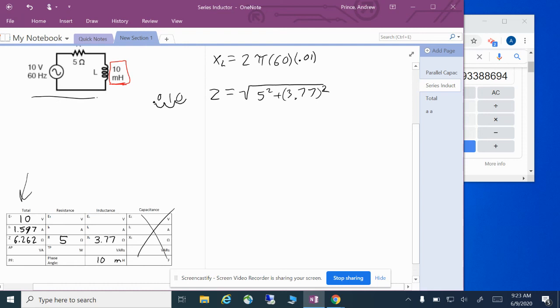Now we have a series circuit again, so one of these values, either the 10 volts or the current, is going to be the same across all of the components. In a series circuit, that's going to be the current.